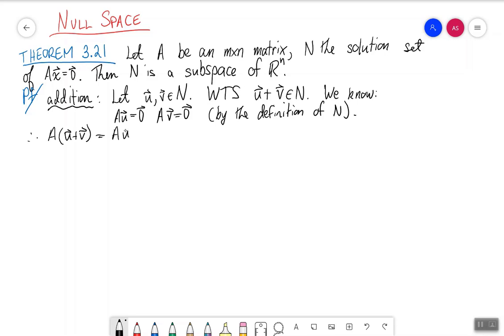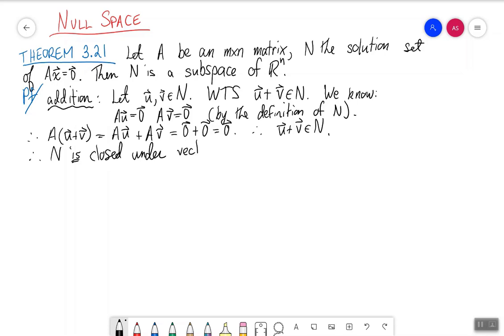Therefore, A times u plus v is A times u plus A times v, which is, by what we just saw, 0 plus 0, which is 0. Oh, well that means that u plus v is a solution to the system of equations Ax equals 0. Therefore, u plus v is indeed in N. And therefore, we conclude that N is closed under vector addition.